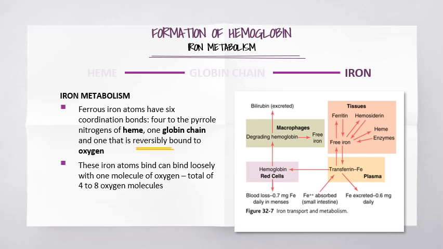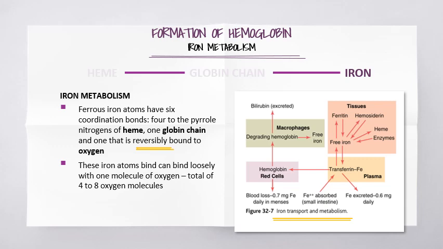Okay, so you have 4 oxygen that binds to the heme, and you have another 4 that binds to the iron. So you now have a total of 8 oxygen molecules being carried by hemoglobin. So that's the importance of iron in the blood. Okay. So I think I will not discuss the iron in transport and metabolism of iron.